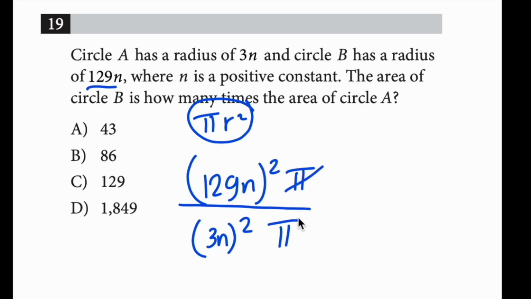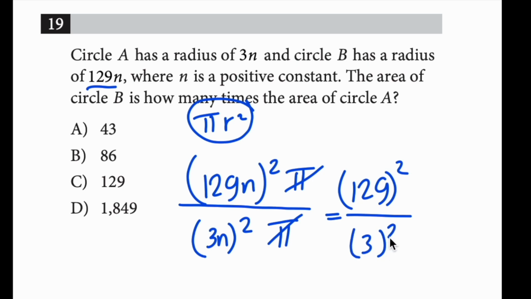You can cancel pi with pi and n squared with n squared, so it will be 129 squared over 3 squared. So using a calculator, it will be 1849. So the answer is D.